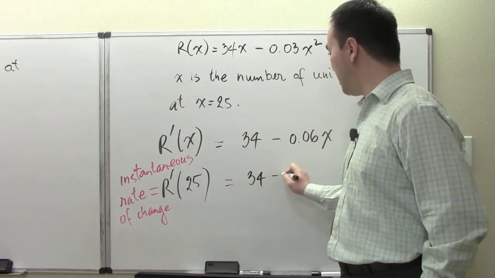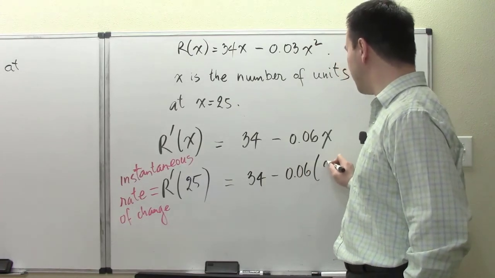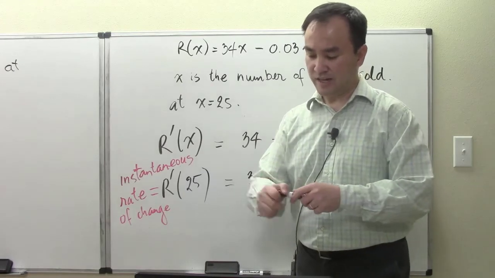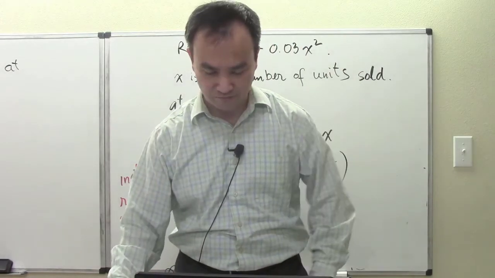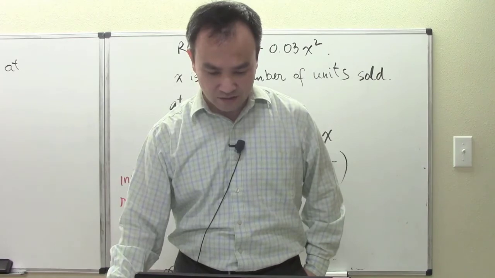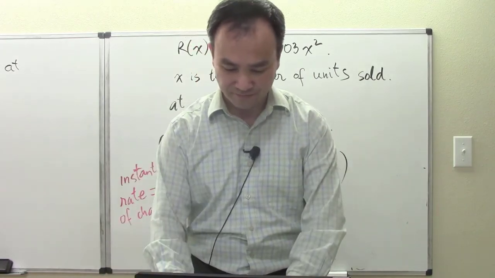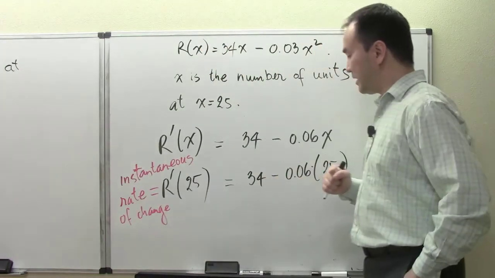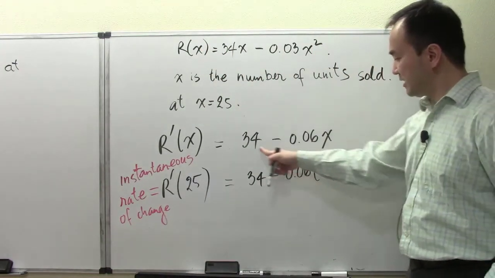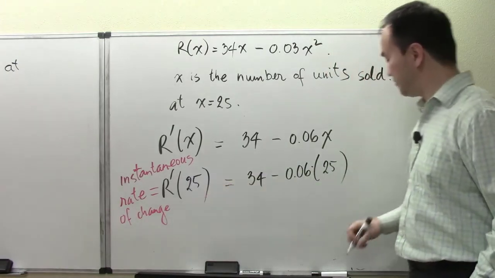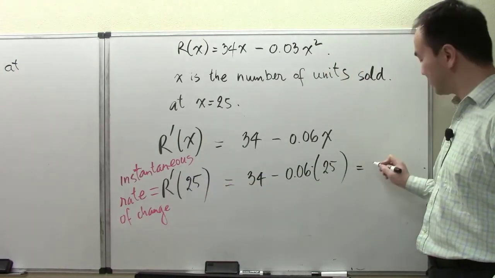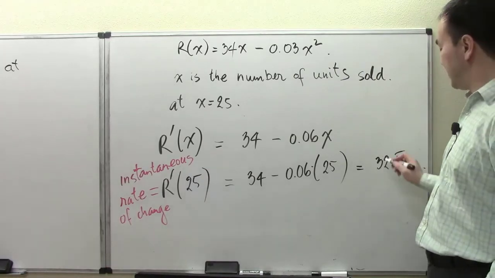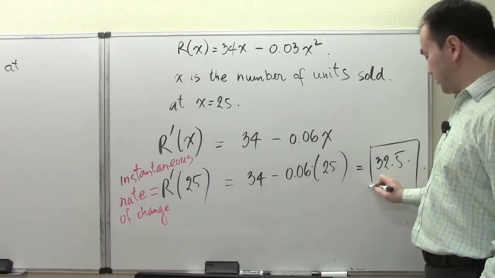So 34 minus 0.06 times 25, and it's a multiplication right there. All right, so I am going to need another moment to do a calculation. And I should be back shortly. All right, so now I'm back with some calculation. Thus, R prime at 25 will come out, according to my calculation, 32.5. Okay, so 32.5. And so as far as getting an answer, we got an answer.